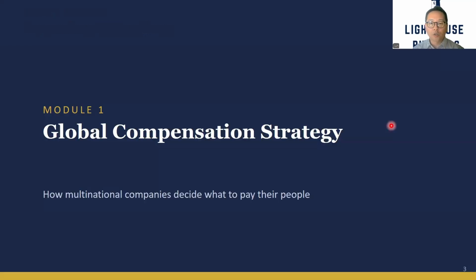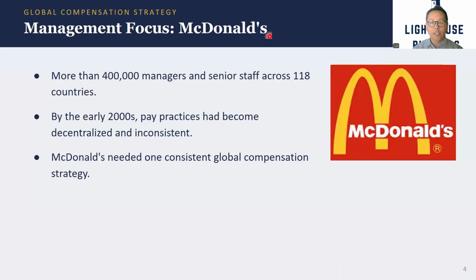Our first module looks at global compensation strategy. This means how a company decides what to pay employees who work in many different countries. We'll use McDonald's as our main example. Let's look at a detailed real-world case.